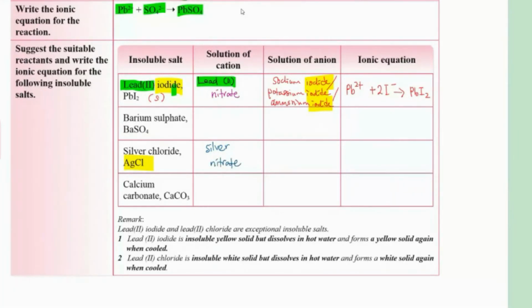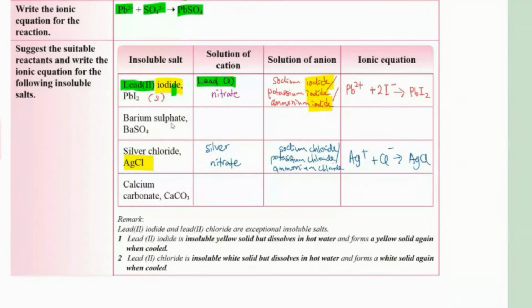Okay, how about the chloride? You can choose sodium chloride, no? Or potassium chloride. Yes, or ammonium chloride. As long as it's soluble. Okay, now the ionic equation, we want to get the silver chloride, right? So it's the silver ions and then the chloride ions.